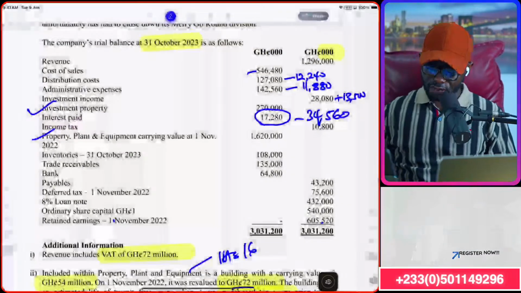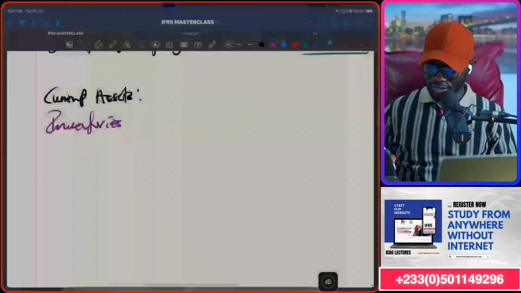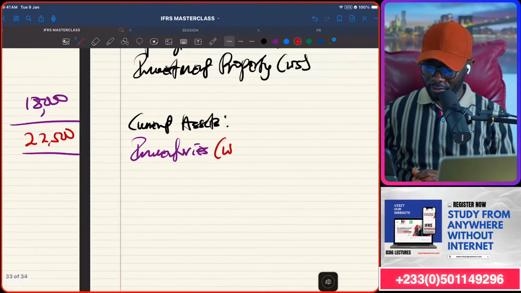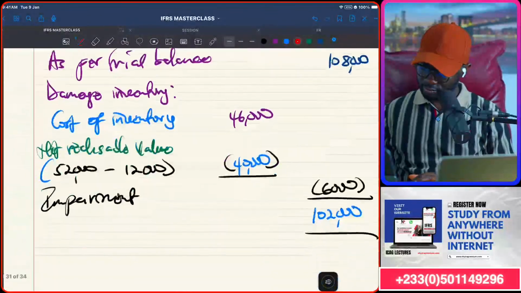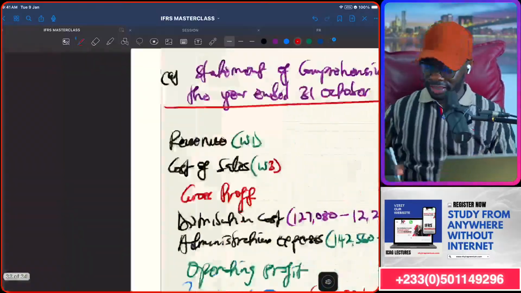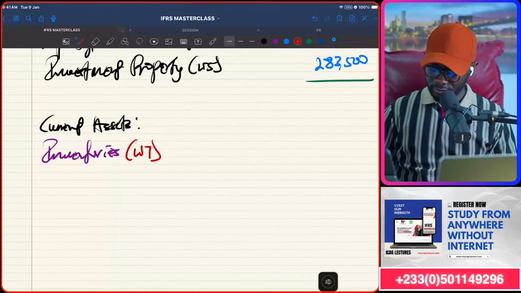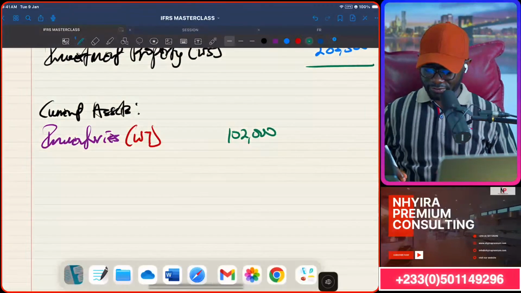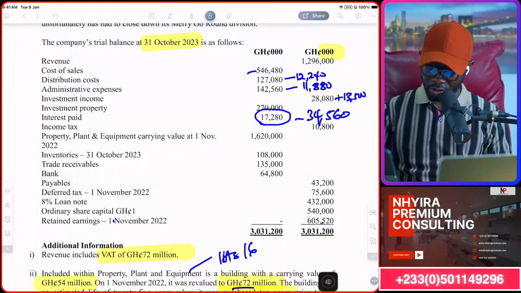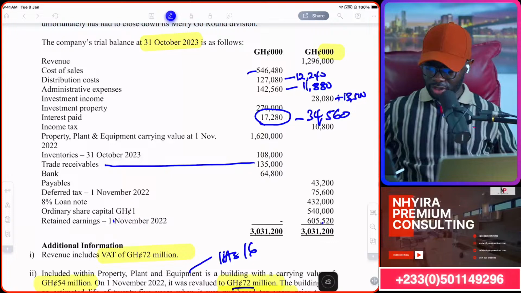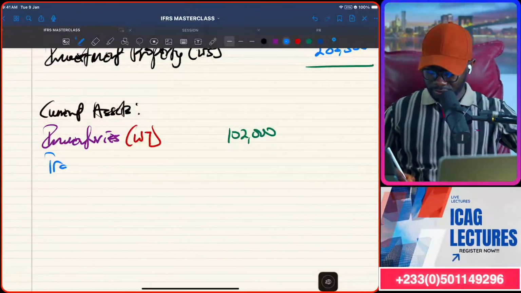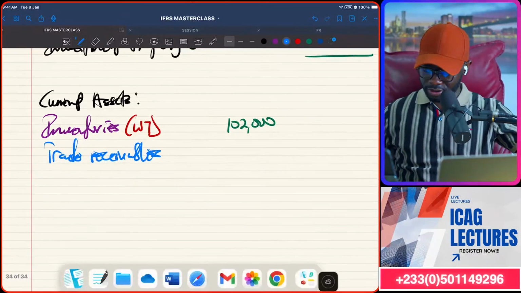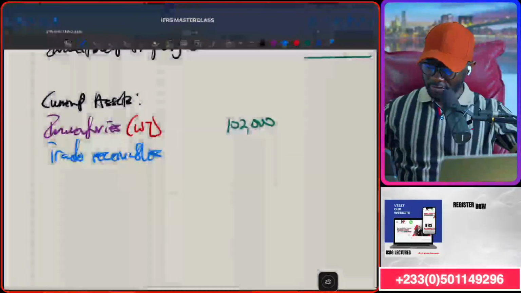Is it tree or trees? It's trees, okay. Inventories. We worked for that, so we're going to bring in the value we got, which is the 102,000 from working 7. What else we have as a current asset? Do we have receivables? Yep. You can see trade receivables there. So trade receivables, we bring in 135,000.